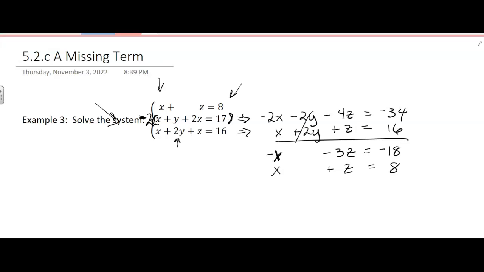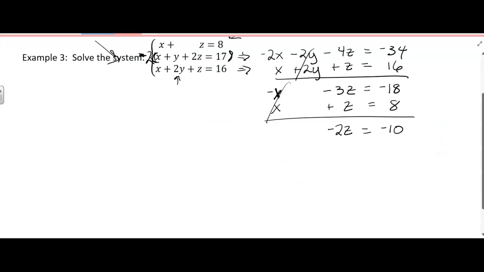Now look at that. I just copied down this top equation. I didn't have to do anything with it. It was just x plus z equals 8. And great news, the x's are already eliminating. Yay! So I don't have to multiply by anything. Those eliminate. So I get minus 3z plus z, minus 2z equals negative 18 plus 8, which is negative 10. So now I can simply solve for z. And divide by negative 2, and I get z equals 5.